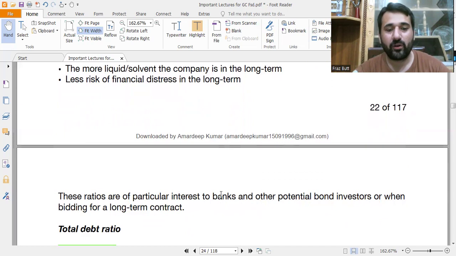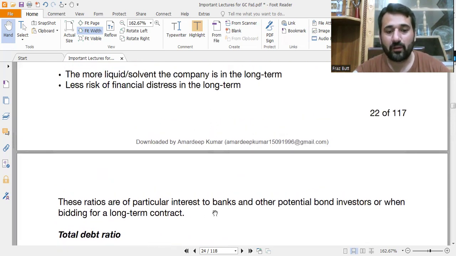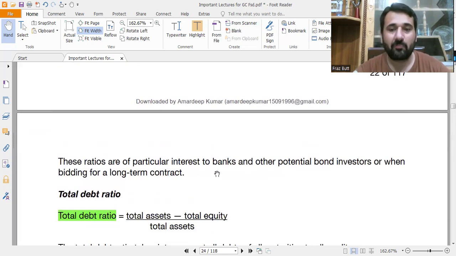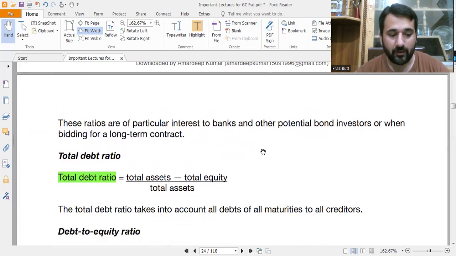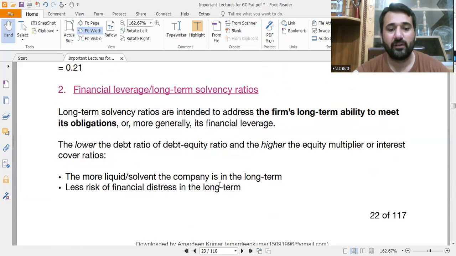These ratios are of particular interest to banks and other potential bond investors, or when bidding for long-term contracts. These long-term ratios are of interest to the banks. Banks are mostly interested in long-term ratios, or the potential bond investors who are investing in bonds or who are bidding for a long-term contract. When they are going to bid for a long-term, 5-year, 10-year contract, they are interested in long-term financial ratios, also called long-term solvency ratios.